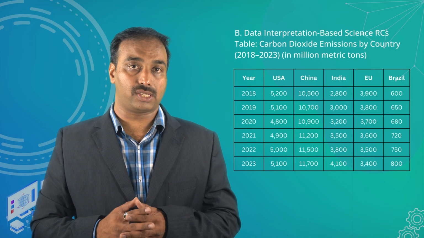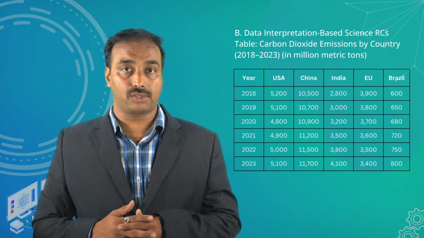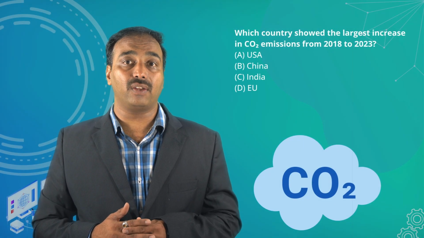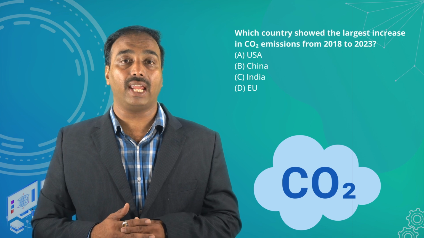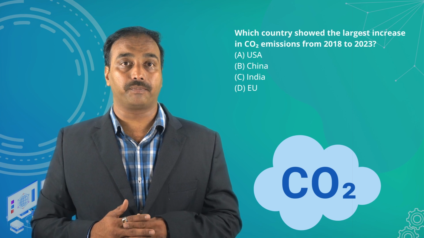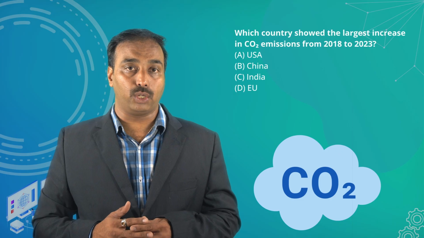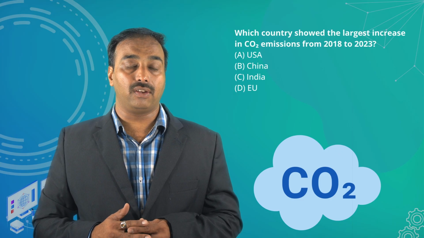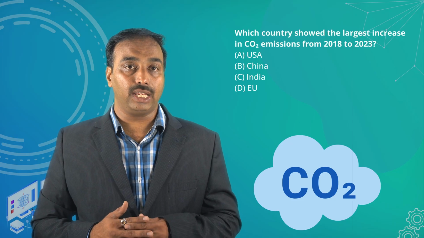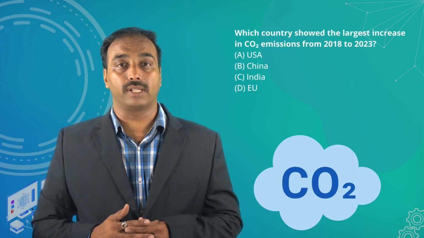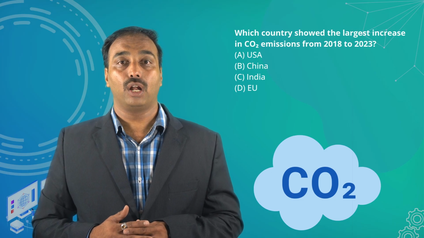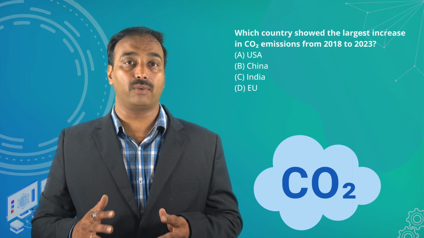So looking at this data, what is your inference? The question related to the above passage is, which country showed the largest increase in carbon dioxide emissions from 2018 to 2023? The options are option A, USA, B, China, C, India, D, EU. The correct option is option C, that is, India's emissions rose from 2,800 to 4,100, the largest relative increase.